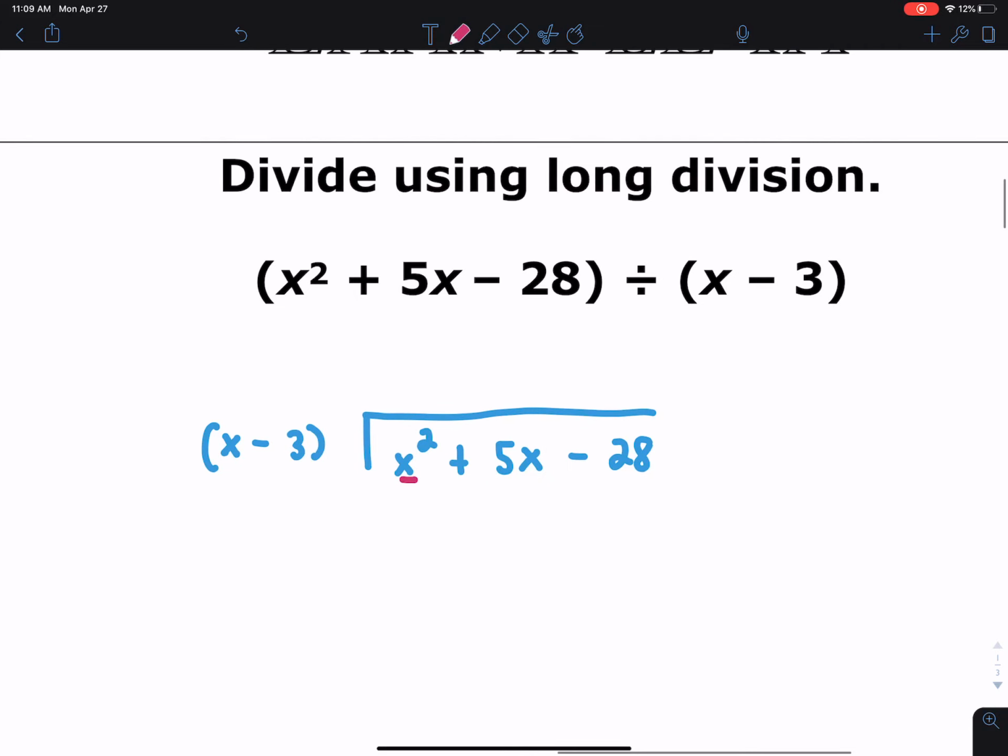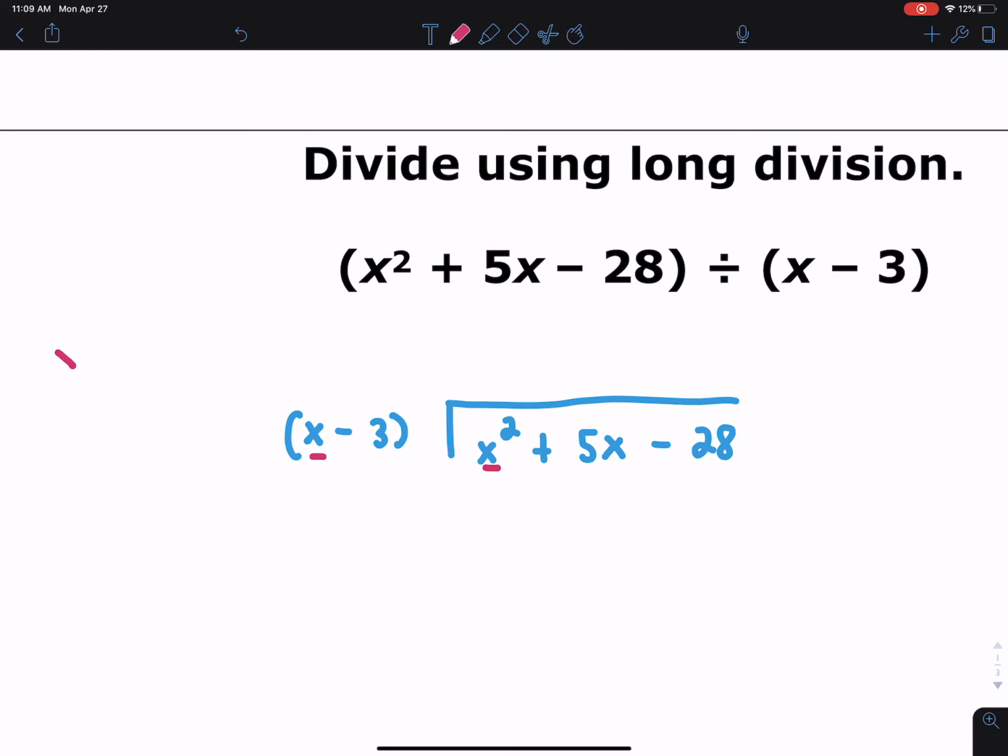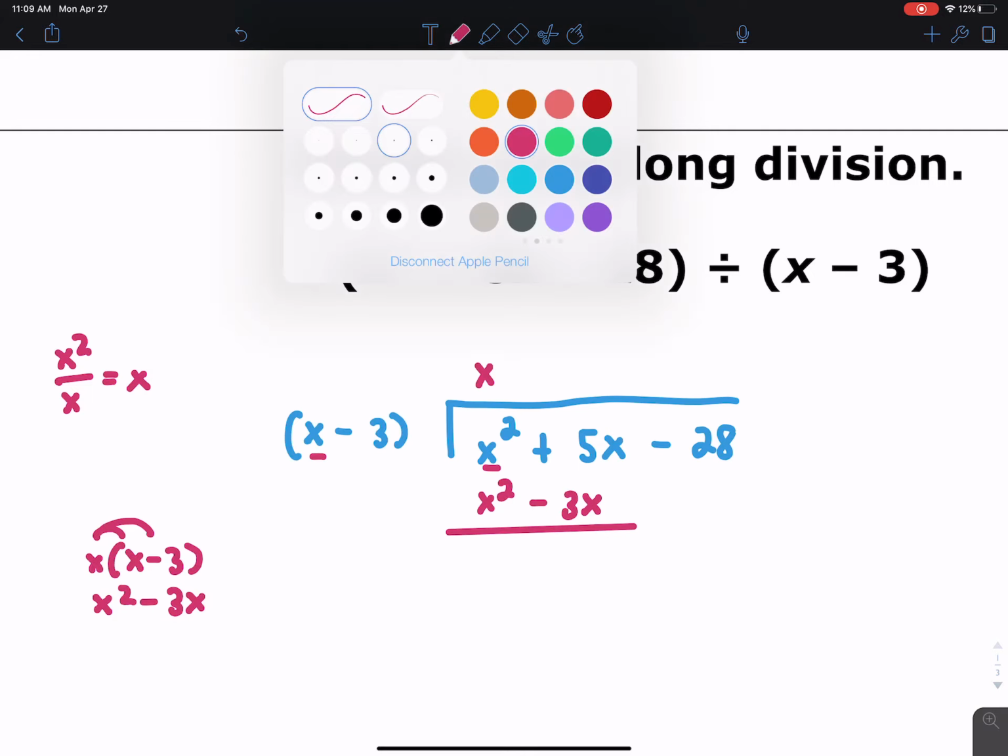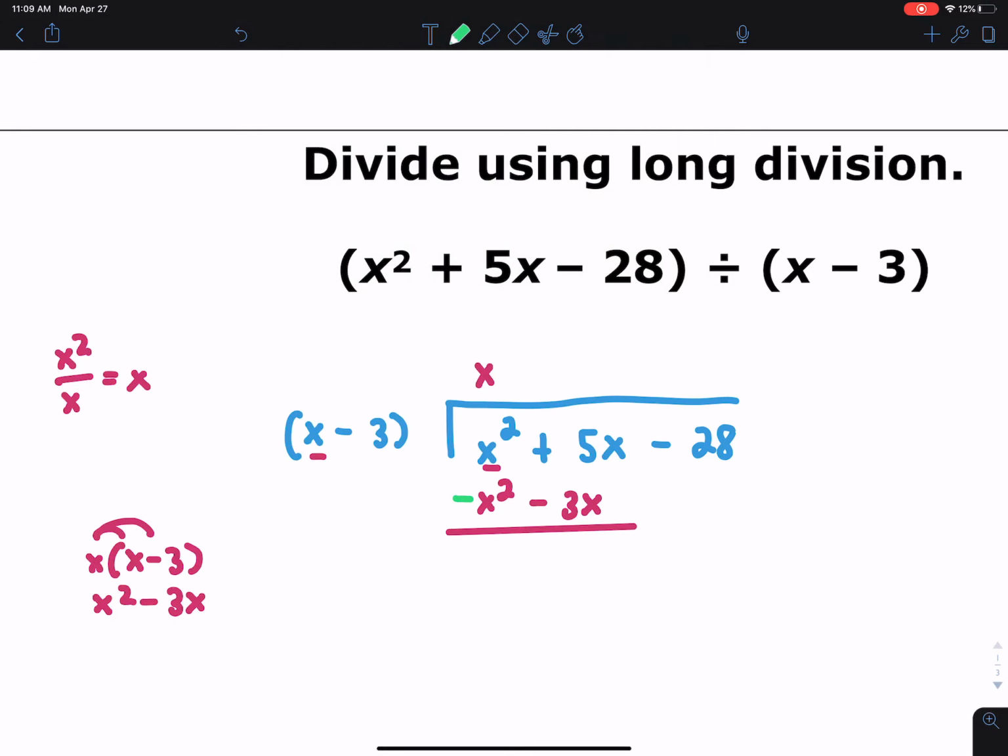So we're going to start with our first terms. We're going to take x squared and divide by x to the first, which is just simply x. So that tells us what goes on top. And then we have to multiply x times x minus 3 and distribute the x through. So x squared minus 3x. And we're going to put that underneath. And then again, remember, we're subtracting both. So this becomes a negative x squared. If we're subtracting a negative, it becomes a positive 3x. So it's going to give us 8x, and then we have to bring down the minus 28.